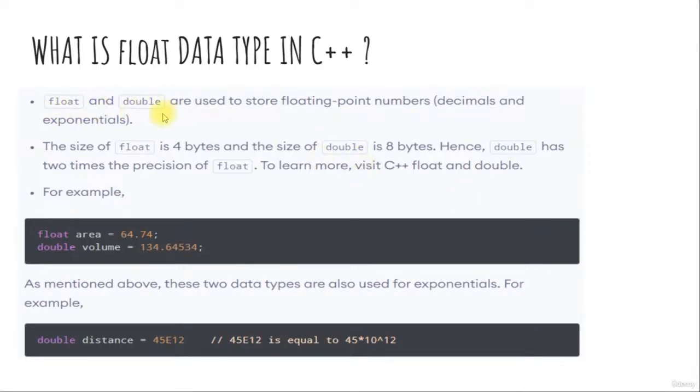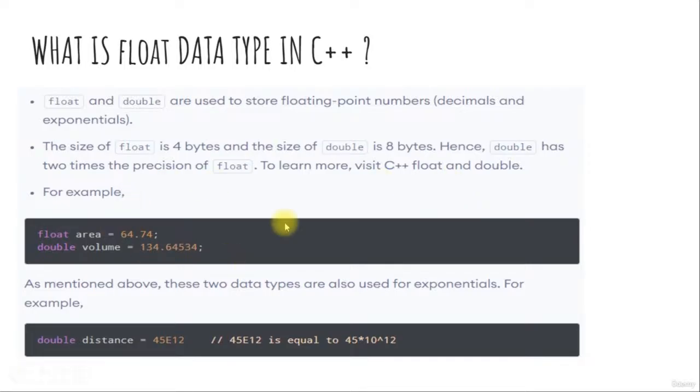So float and double are the keywords that are used to store floating point numbers, which are decimals and exponentials. So again, the size of this float data type is 4 bytes and the size for double type is 8 bytes. So this is a very important differentiating point between these two data types. The size for floating type variables is 4 bytes, and if you declare a double type variable, then the size will be 8 bytes. So double has 2 times more precision than you get into your float.